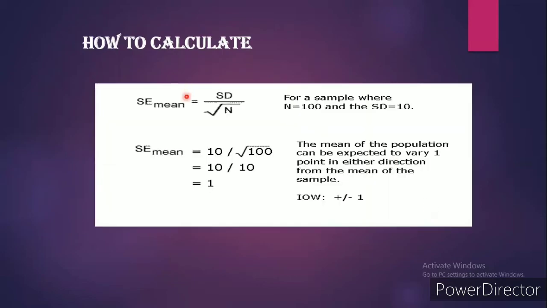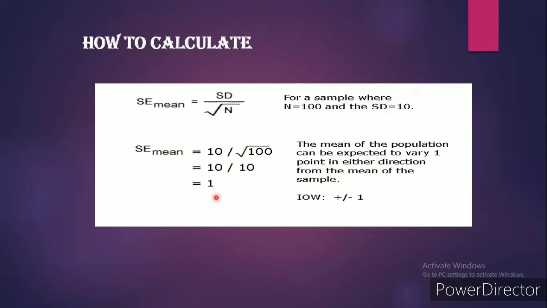Next, I have already told about how to calculate with the help of the equation. Now, again the same example for a sample where n is equal to 100 and the standard deviation is 10. Then calculate with the help of this equation. The standard error of mean is 1. The mean of the population can be expected to vary 1 point in either direction from the mean of the sample, that is positive or negative 1.